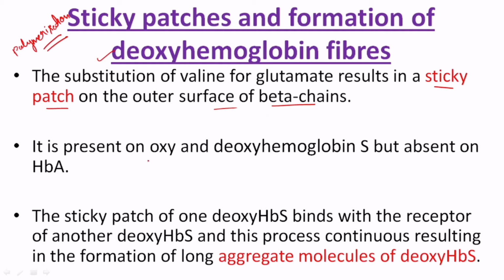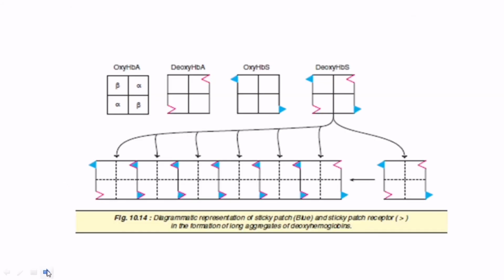So this sticky patch is present only on the oxy and deoxyhemoglobin S, but is absent on hemoglobin A. Okay, in order to explain this third point, I need to explain this. This is the oxyhemoglobin A. This is the deoxyhemoglobin A. The sticky patch is absent over here. In the oxyhemoglobin S, the sticky patches are present, but the sticky patch receptor is absent. But in the deoxyhemoglobin S, the sticky patch and the sticky patch receptor both are present.